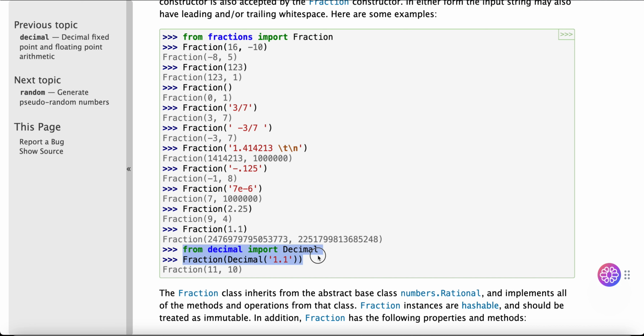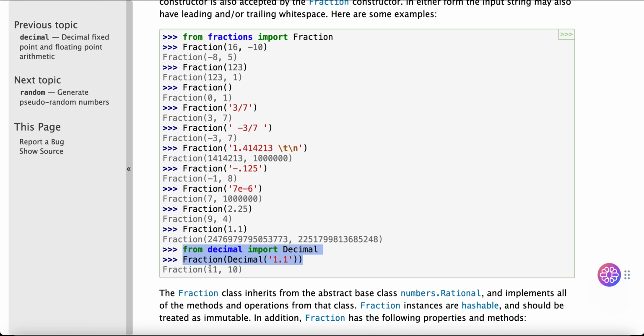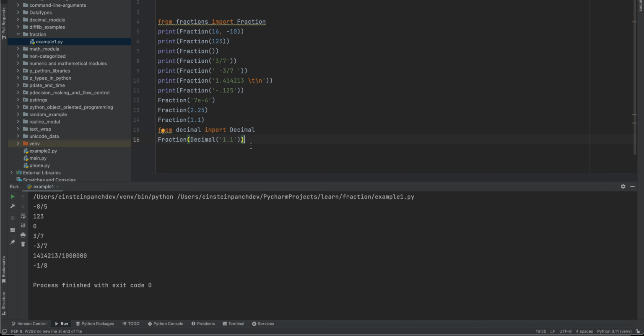From decimal import Decimal. Fraction Decimal 1.1. Run. Minus 1.8. Here I did not print, so let me print it. Run. 11/10.